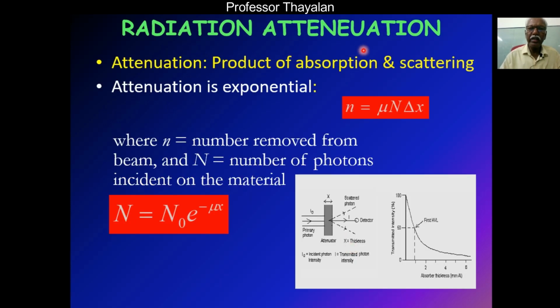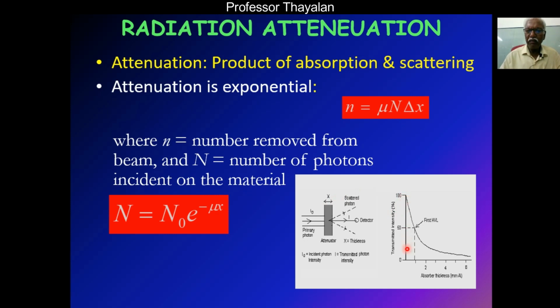Radiation undergoes attenuation because of absorption and scattering. The nature of attenuation is exponential and follows the relation n equals mu times N times delta x, where n is the number of photons removed from the beam and delta x is the thickness of the material.